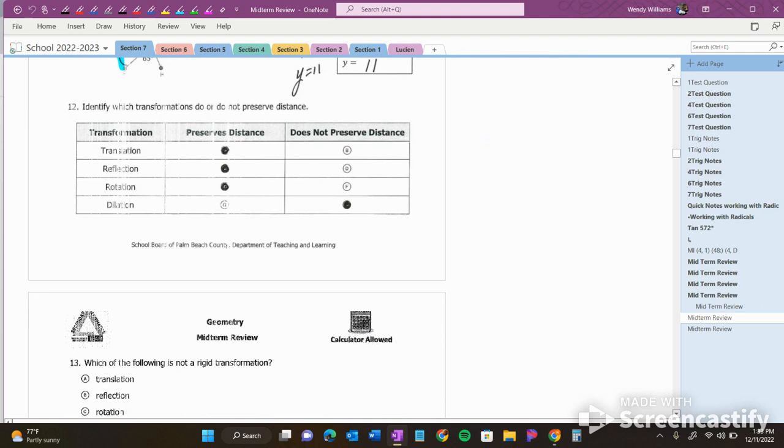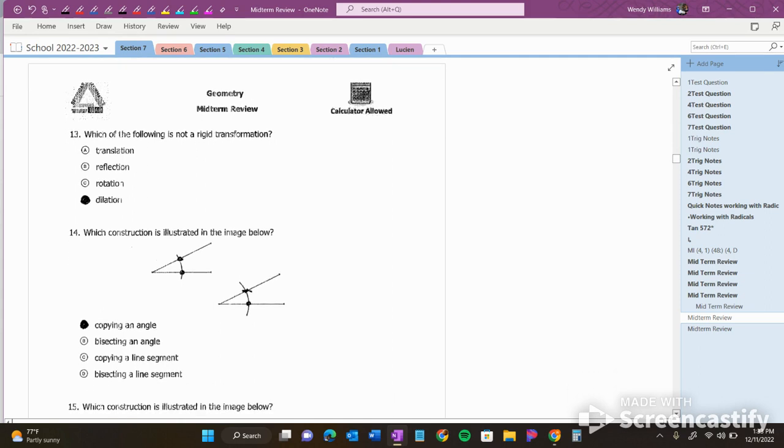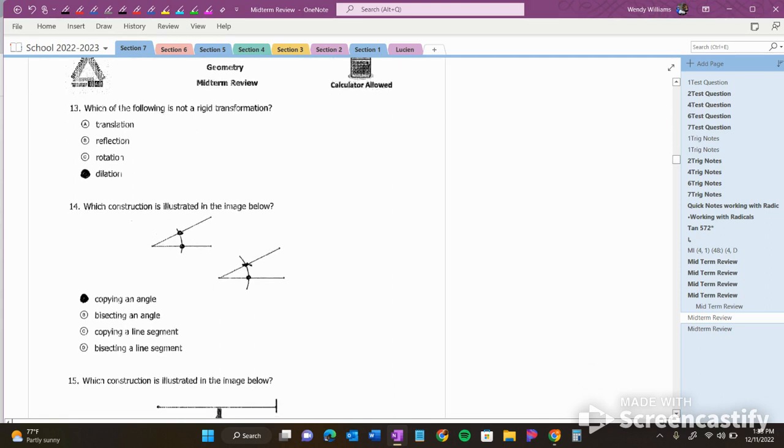Identify which transformations do not preserve distance. The only one that does not preserve distance is a dilation. Which of the following is not a rigid transformation? Again, that's dilation. Notice they're asking you this not once, but twice. I guarantee a dilation that is not a rigid transformation will be on the semester exam.